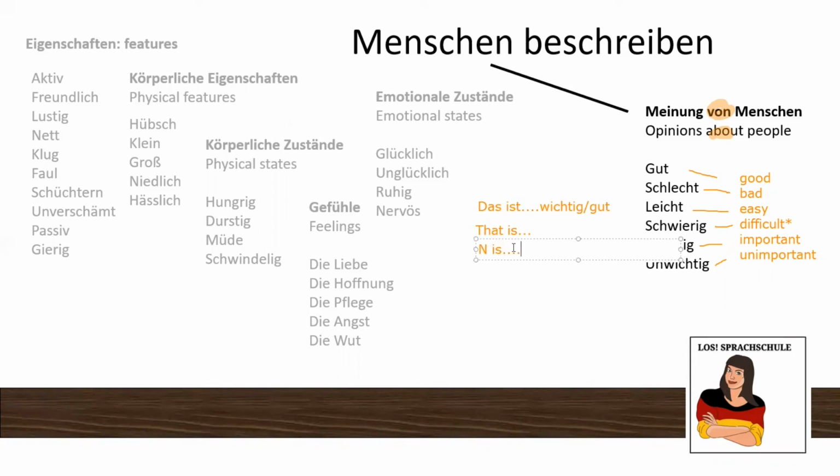So for example, er ist schwierig. He's a difficult person, a person hard to deal with. Er ist schwierig. Das Problem ist schwierig. The problem is difficult. Die Tasche ist leicht. The bag is light. Der Unterricht heute ist sehr leicht. The lesson today is very easy.